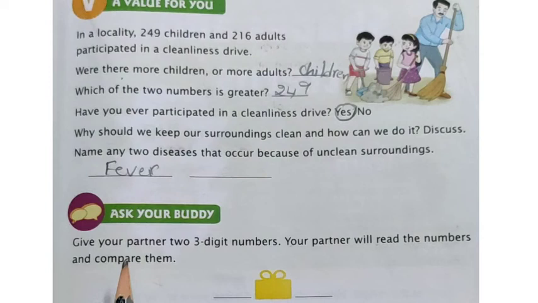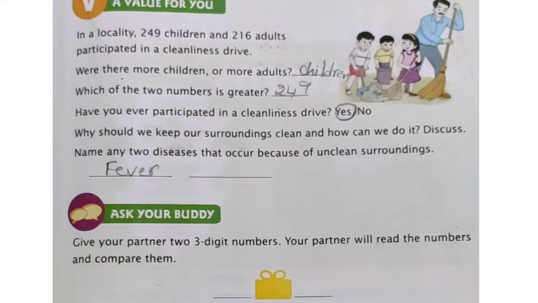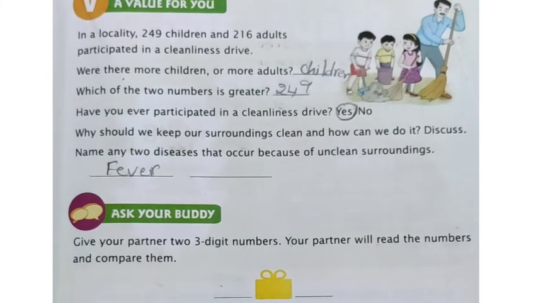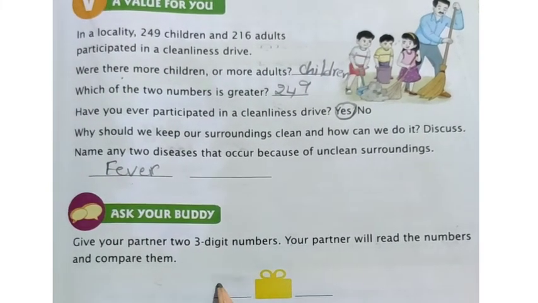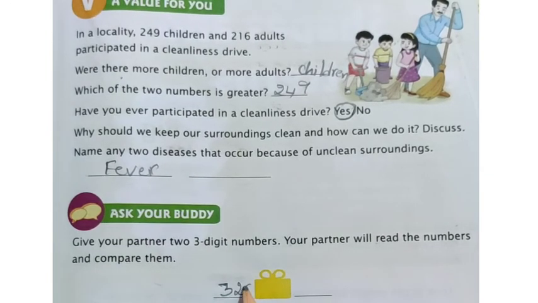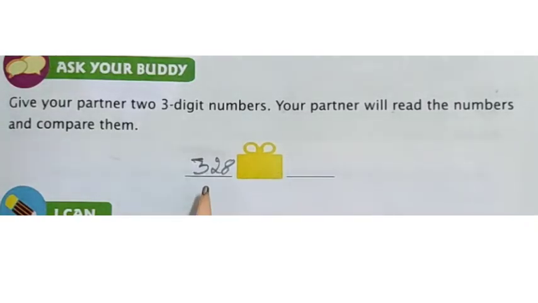Now let's move on to the next heading, that is Ask Your Buddy. Give your partner two 3-digit numbers. Your partner will read the numbers and compare them. So I will write my numbers here. You can write your own numbers, children. It is not necessary that you write only these numbers. I will write 328 and 512, children.